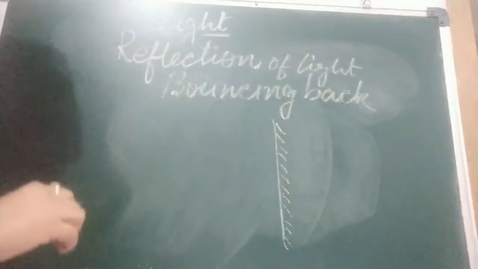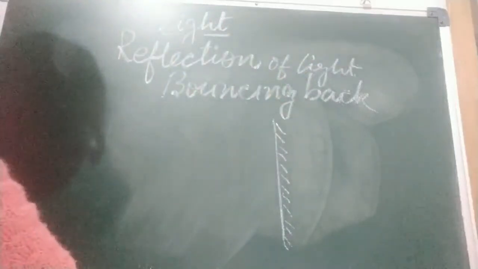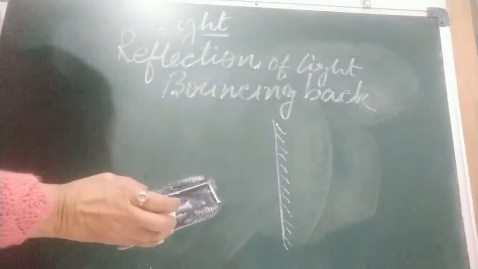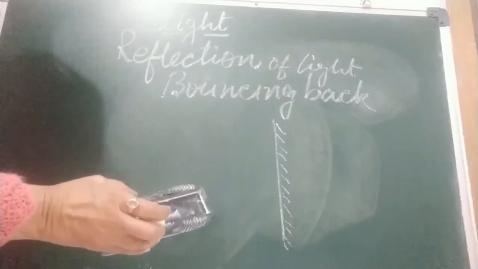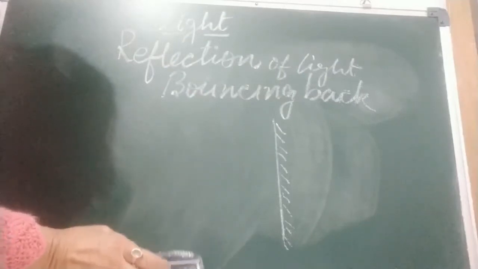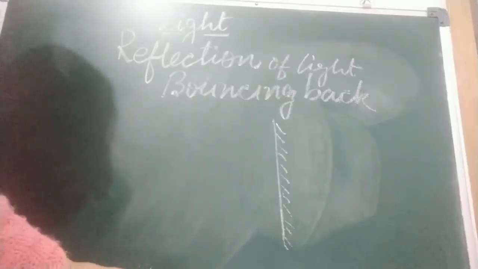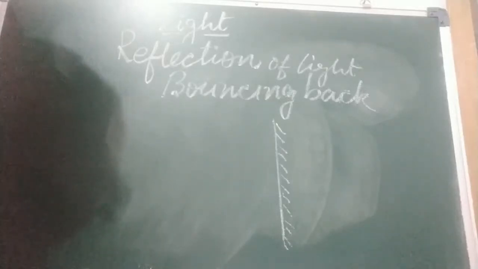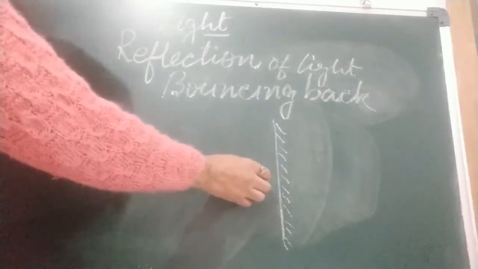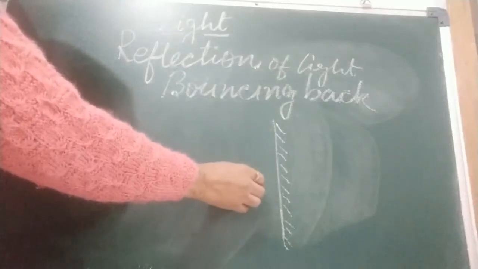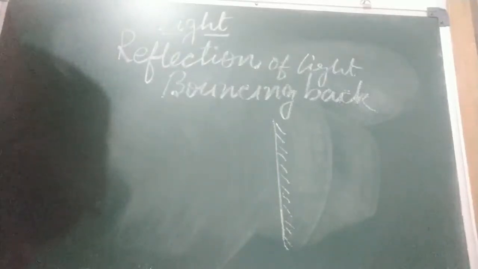That's why we are able to see them. Suppose this duster is there, we are able to see it. Why? Because the light is falling on it and after reflection it is coming to our eyes. That is why we are able to see. As an example, a well polished shining surface, like a mirror, we are able to see our image in it. Why? Because of reflection of light.